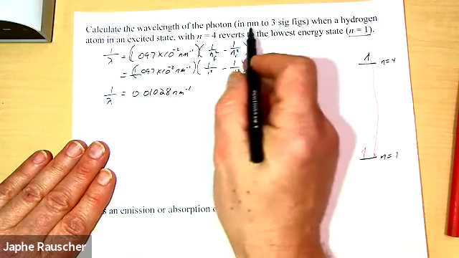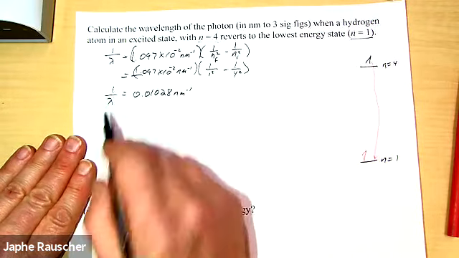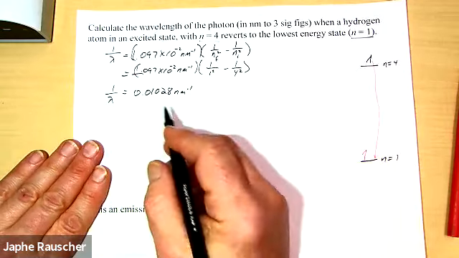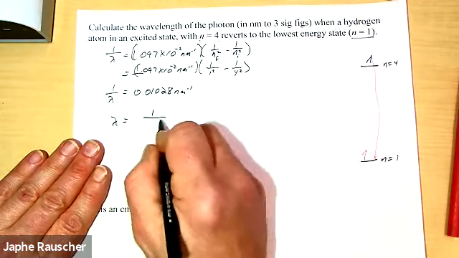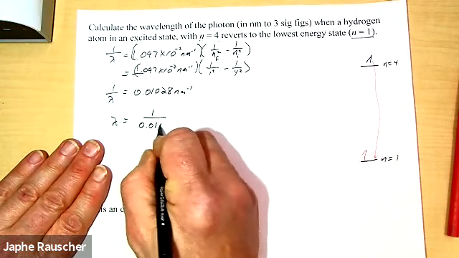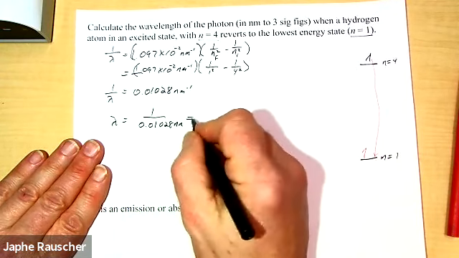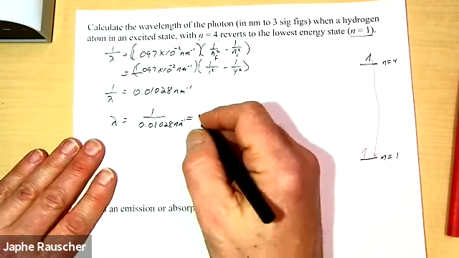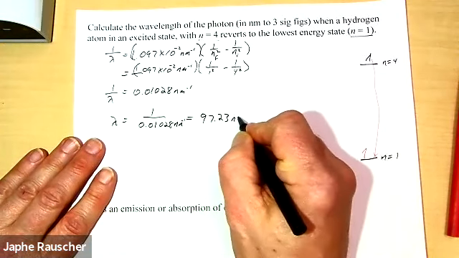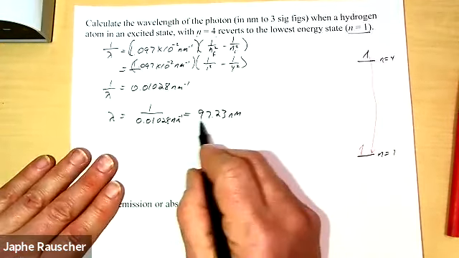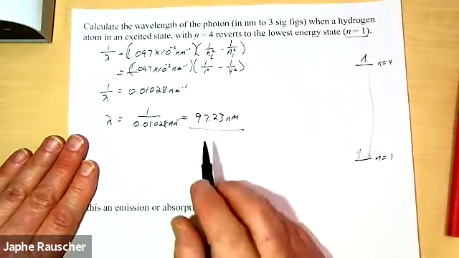Well, we want to know what it is in nanometers. This is not actually what we're looking for. This is 1 over the wavelength, sometimes called wave number. So lambda would be equal to 1 divided by 0.01028 nanometers to the negative 1. And this comes out being 97.23 nanometers. So that's a pretty small wavelength, 97 nanometers, right?